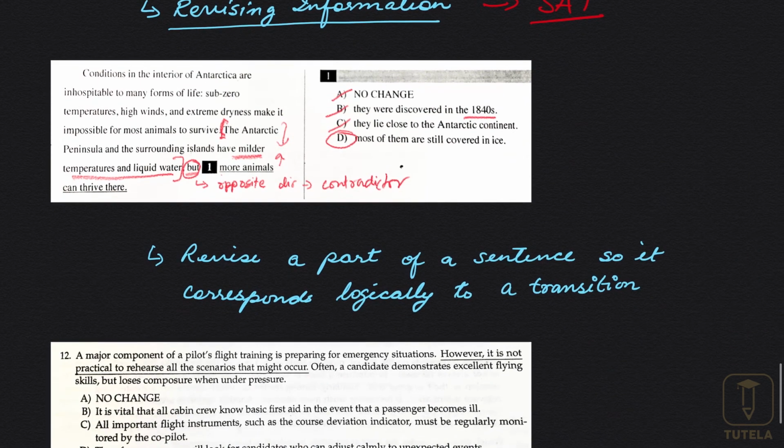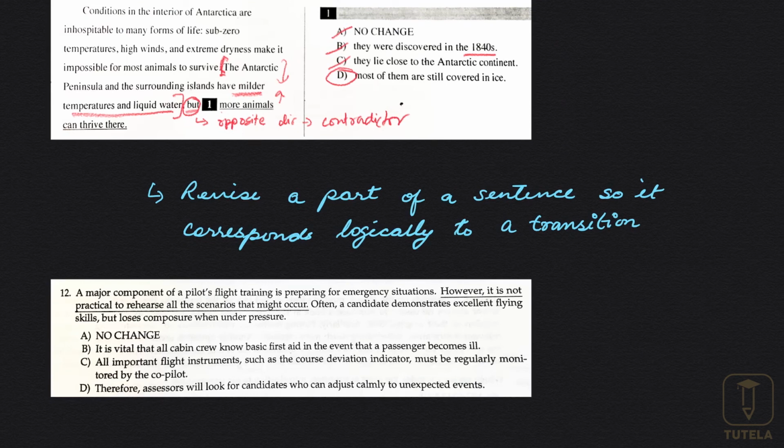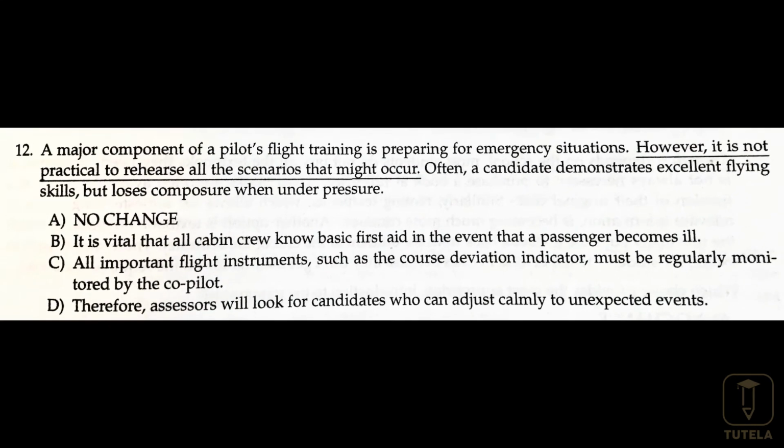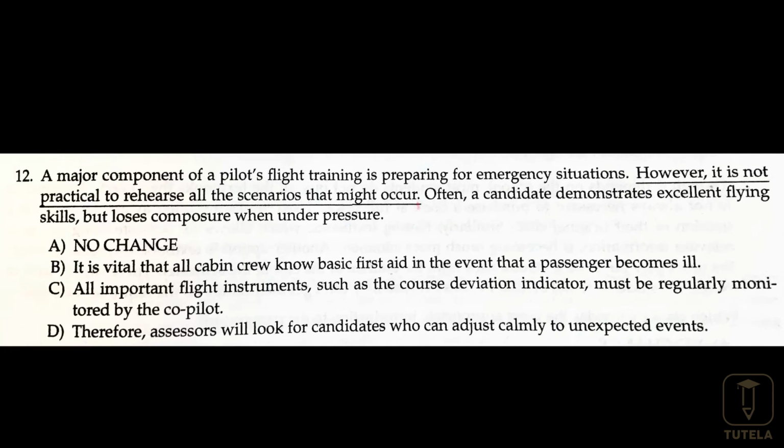Now let's take a look at another example. So we are again revising a part of the sentence. Here as well, an entire sentence has been underlined. Let's take a look at this question. A major component of a pilot's flight training is preparing for emergency situations. However, it is not practical to release all the scenarios that might occur. Now, we can see that there is a transition word, however, that has been stated here. However, obviously denotes a contrast. Now, do we need a contrast here?